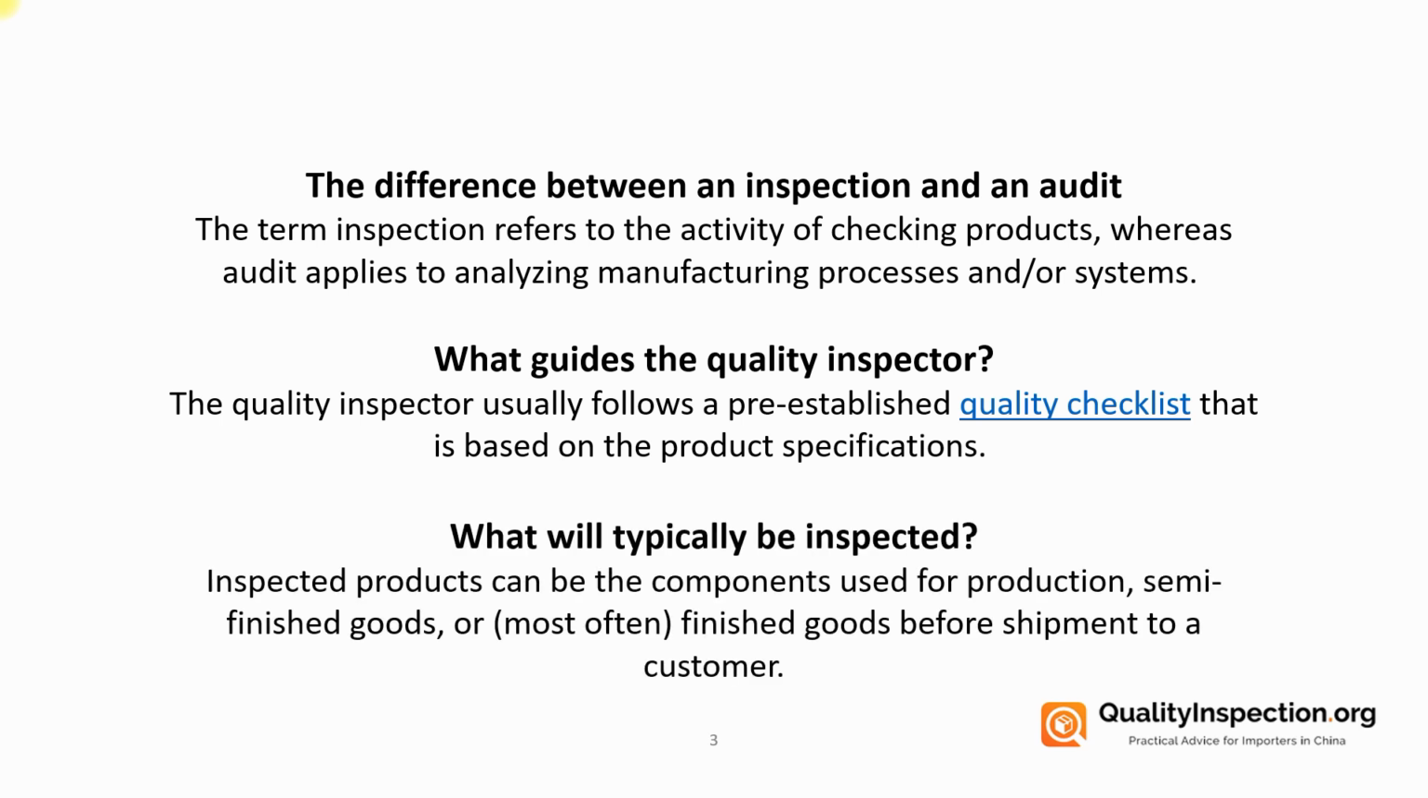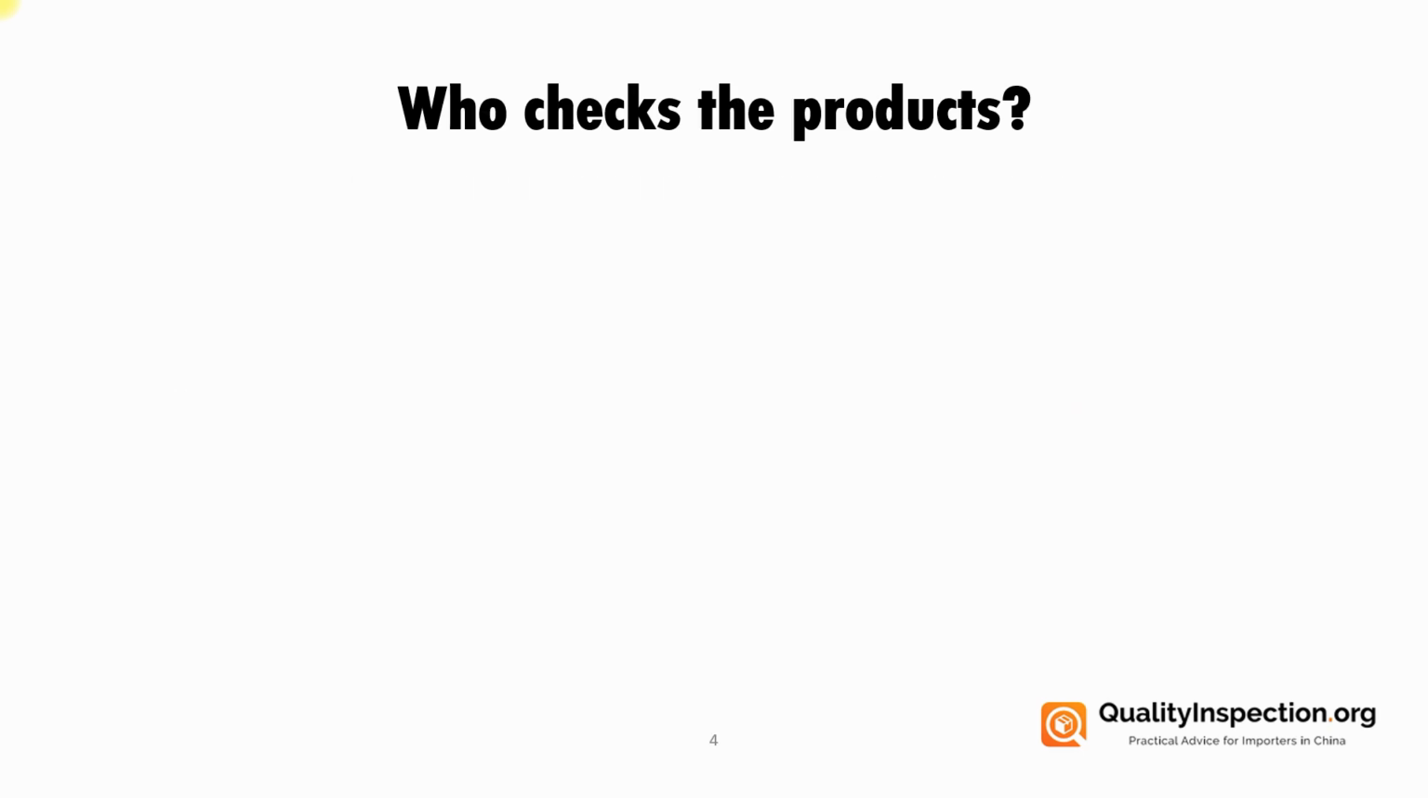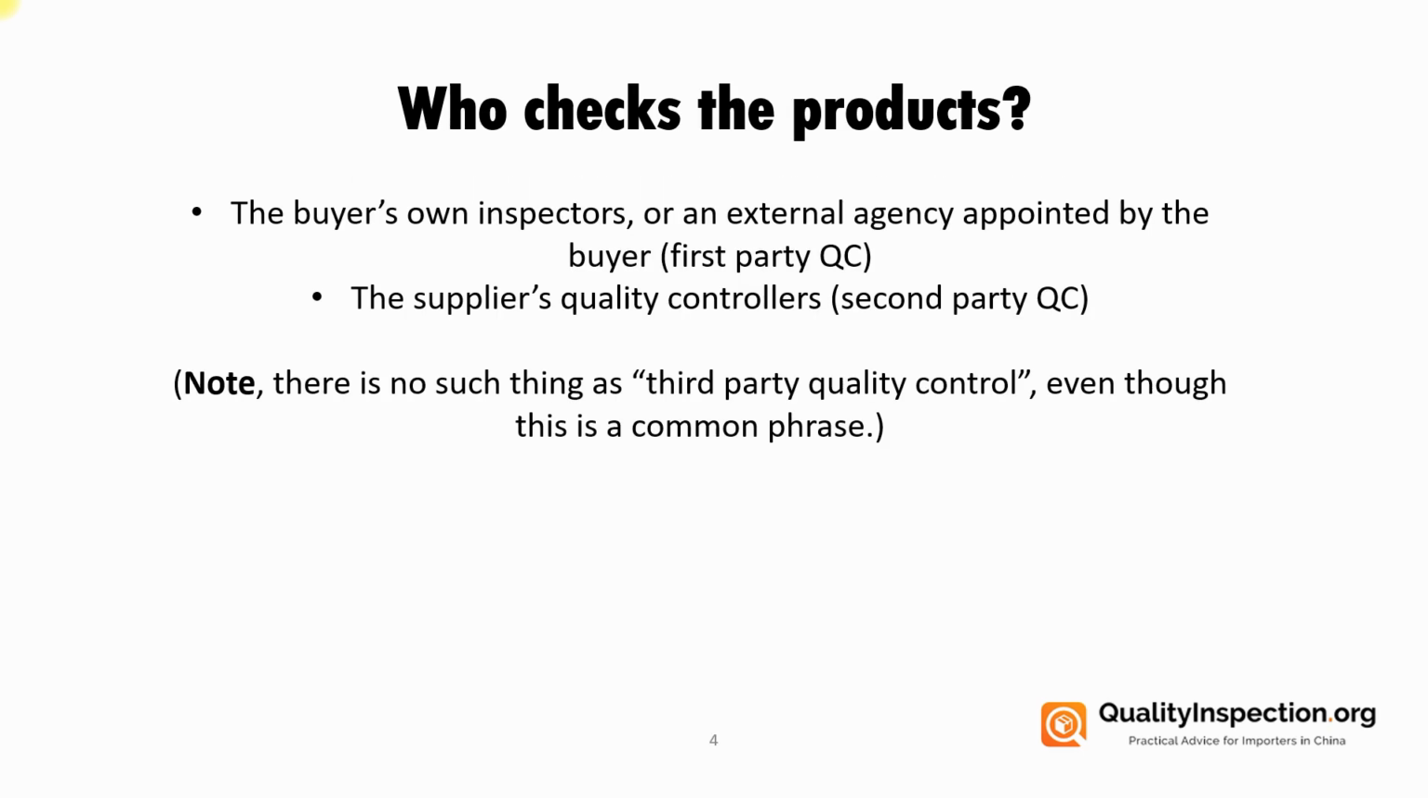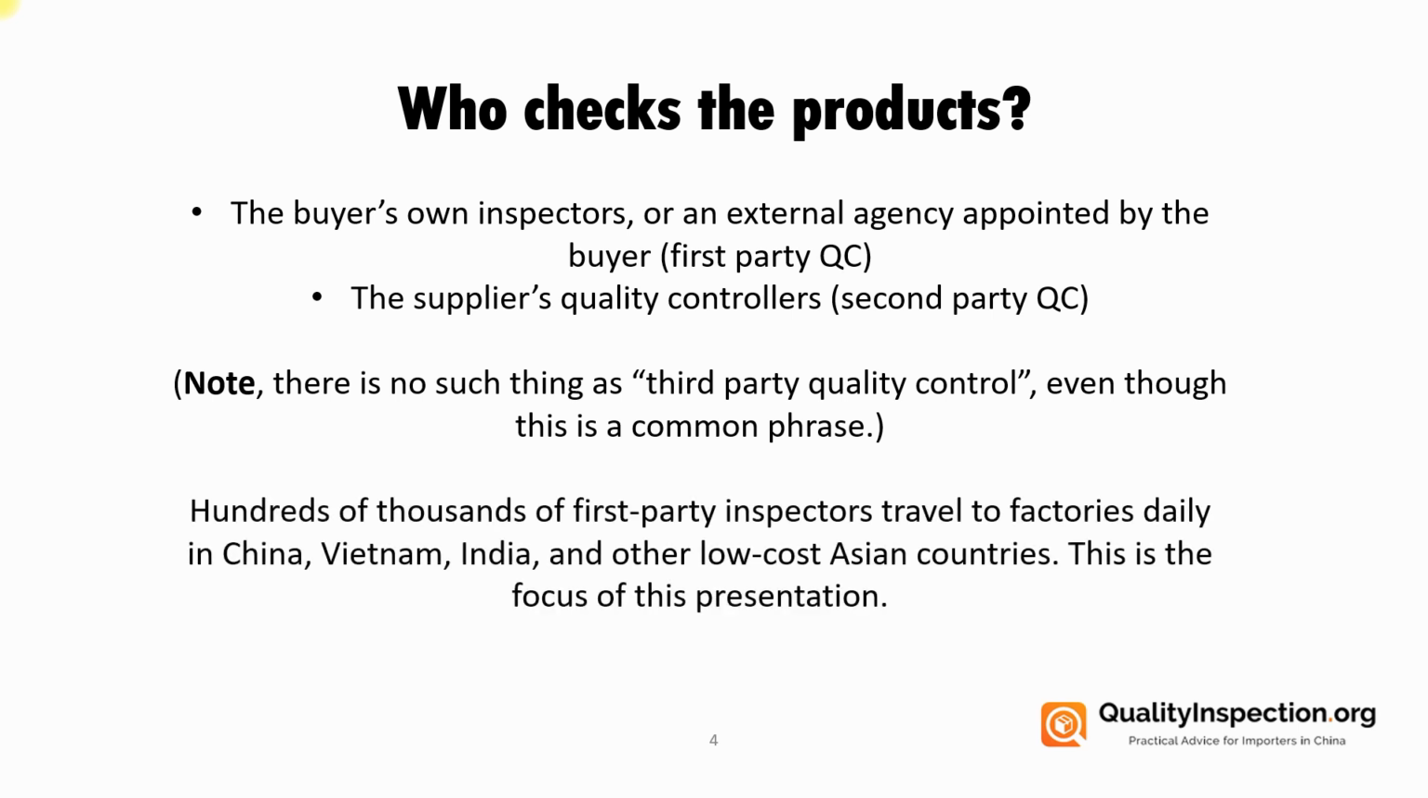What will typically be inspected? Inspected products can be the components used for production, semi-finished goods, or most often finished goods before shipment to a customer. So who's doing the checking? There are two options really. The buyer's own inspectors or an external agency appointed by the buyer, that's first-party QC, or the supplier's quality controllers. That's second-party QC. Every day, hundreds of thousands of first-party inspectors travel to factories all around Asia in order to check customers' products. These people are the focus of this presentation.